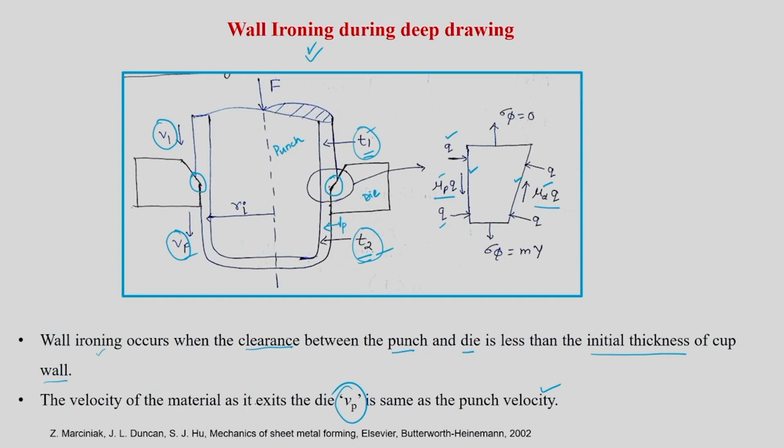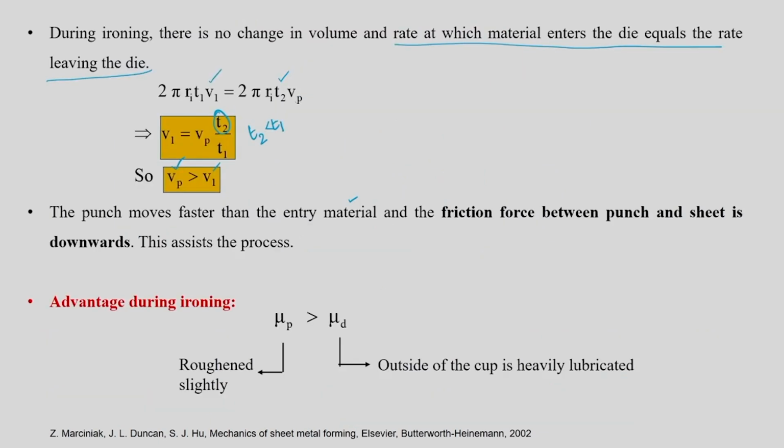And you will see that the direction also got changed. Here your friction force is acting in a downward direction, and because of the thickness reduction, this fellow is going to act against it. So, two things: coefficient of friction is also changing and the direction is also changing. Here it is mu P into Q, here mu D into Q, here it is downward, here it is upward. So, this fellow is actually going to help. This is going to aid the drawing. And the friction force between the punch and the sheet is actually downwards. This assists the process, this aids the process.